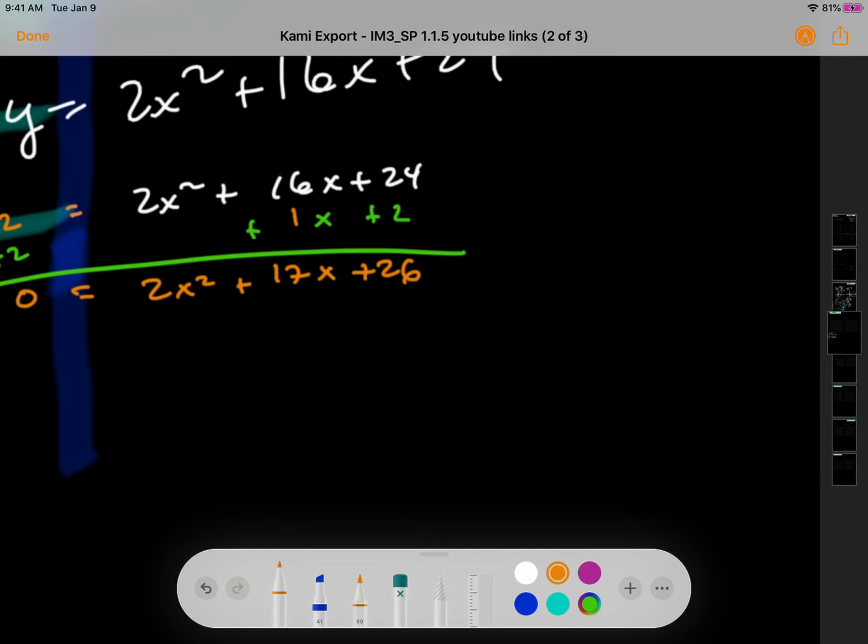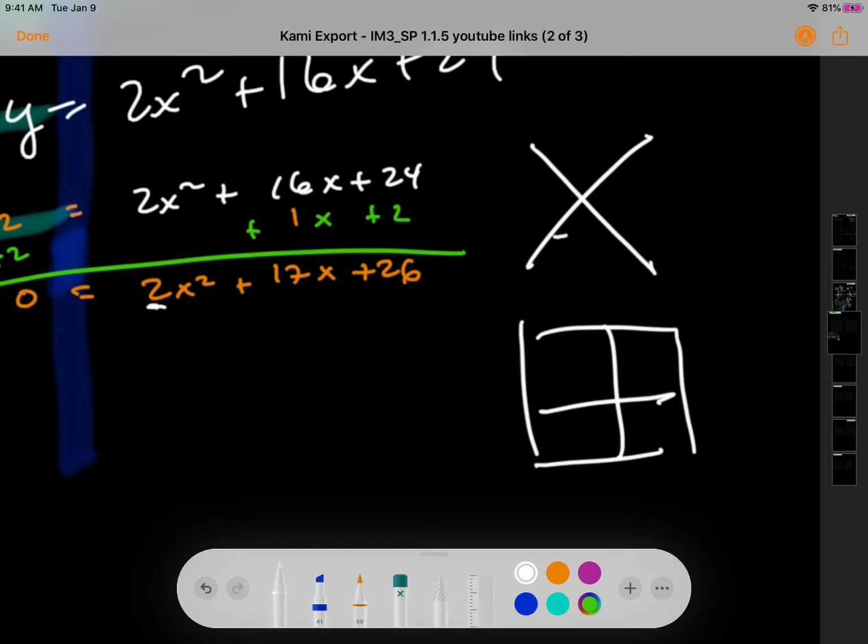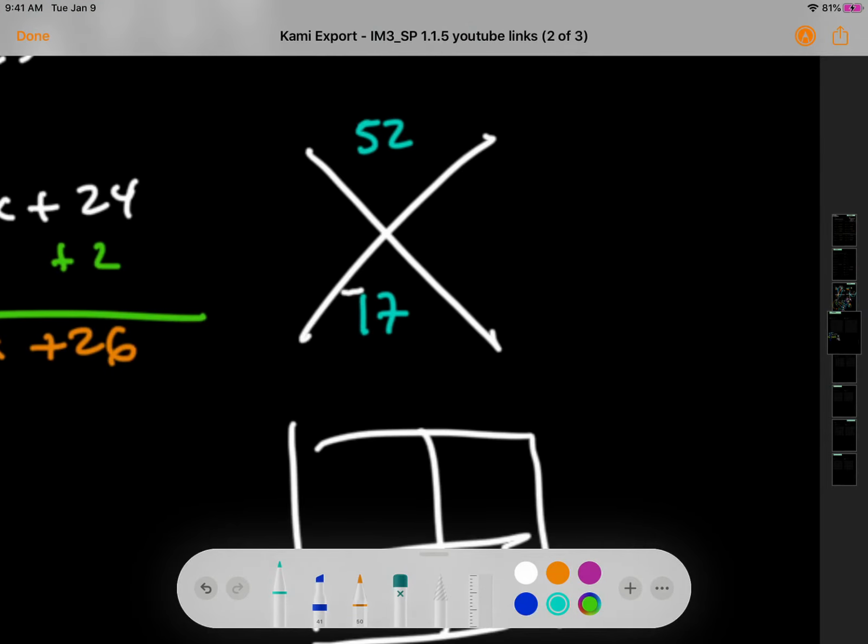Okay, let's see if we can solve this by factoring. And remember, a value is 2 here, so I'm going to have to use the x in the box, if the x puzzle works. Let's go ahead and try that. A times c is 52, and my b value is 17. Let's list all the factors of 52. Remember, this visual might help you.